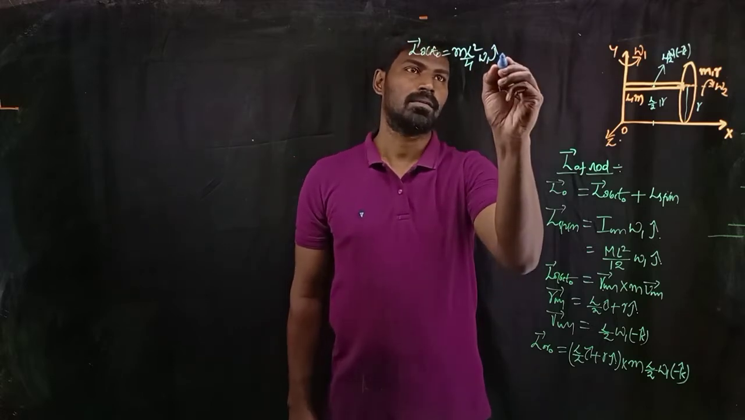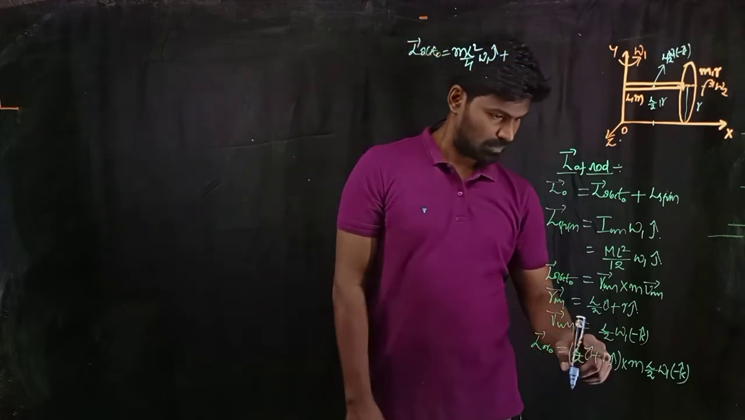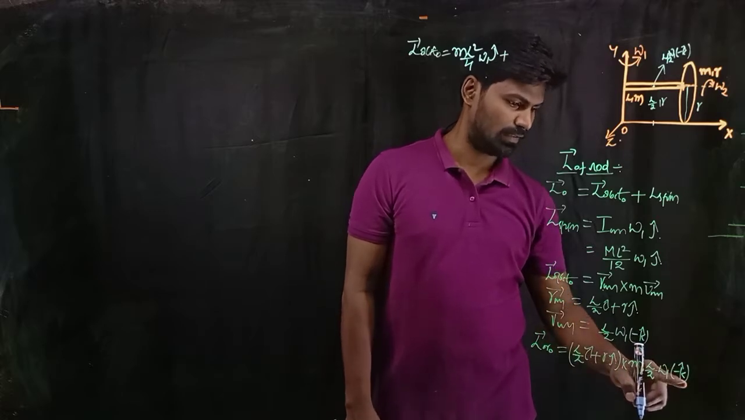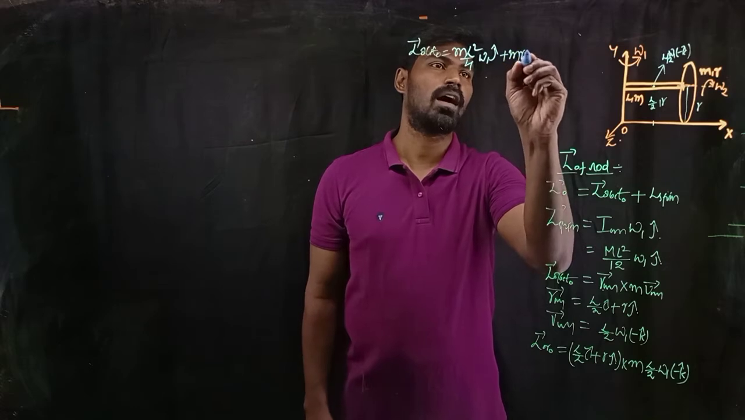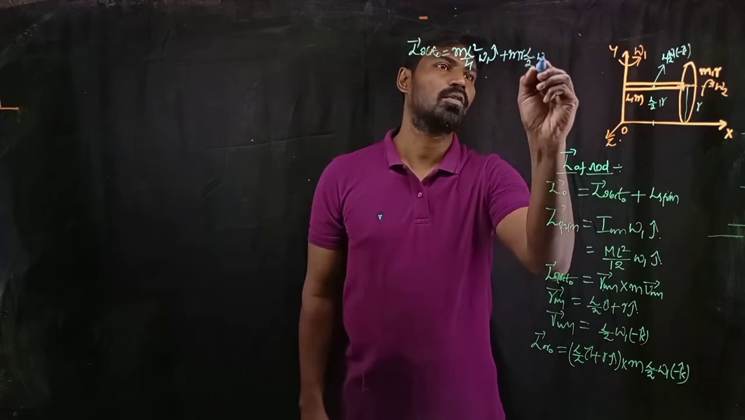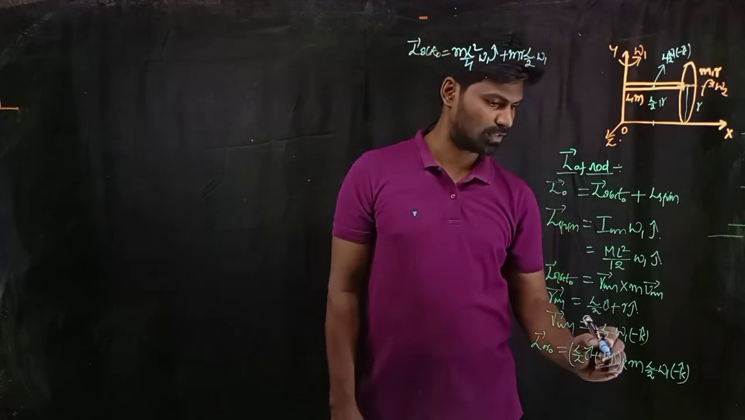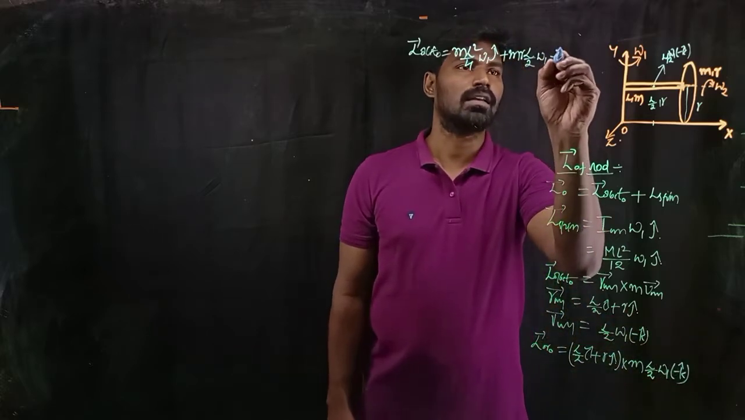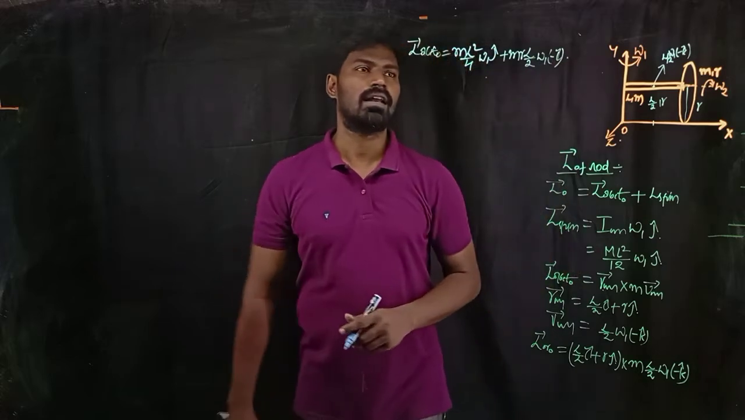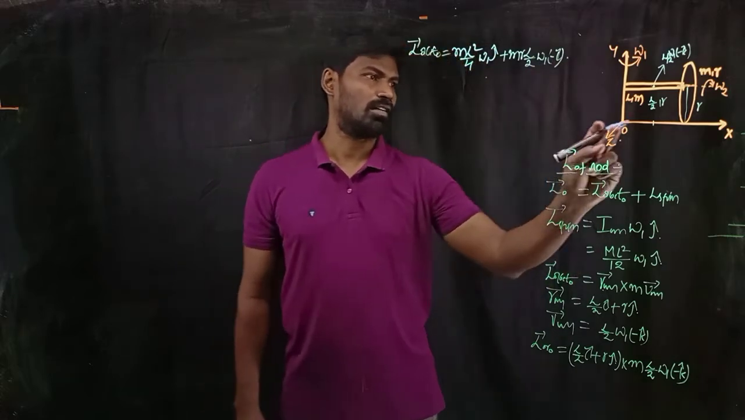Next, plus j cross k is i. As minus is there, it is minus i. So m r L by 2 omega 1, into this, is in which direction? j cross k is i, so it is along the minus i cap direction. This is the value of orbital angular momentum of the rod about O.